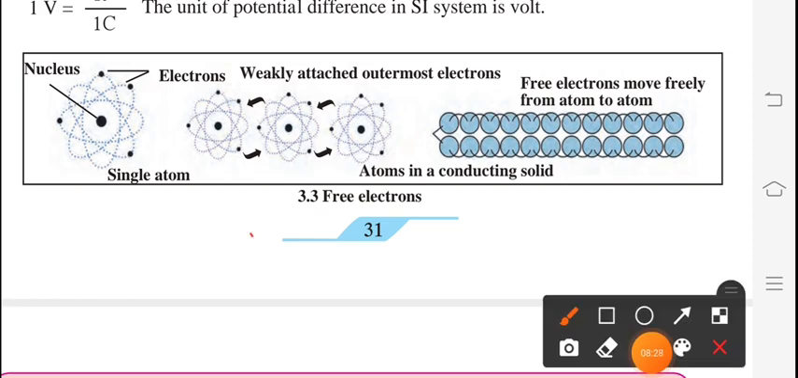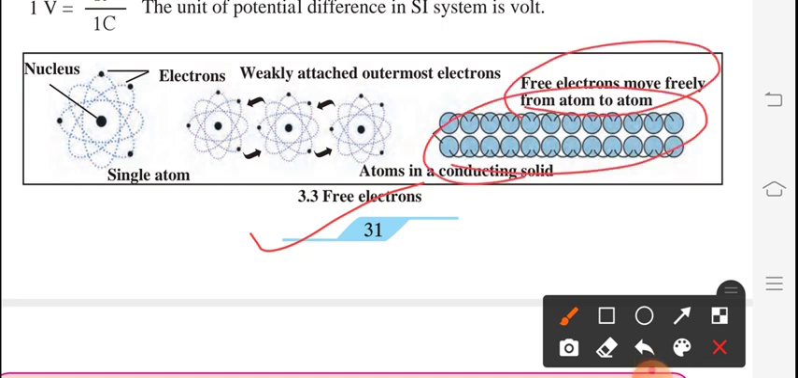This is the diagram for free electrons in the atoms of a conducting solid. Free electrons move freely from atom to atom. This is how the electrons move, and this one is the diagram for a single atom, and these are the weakly attached outermost electrons.